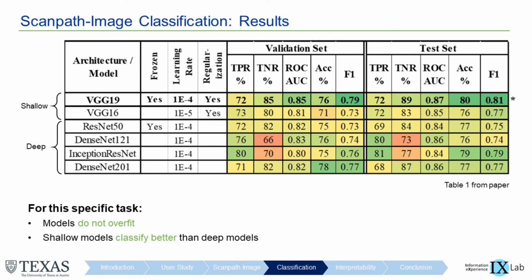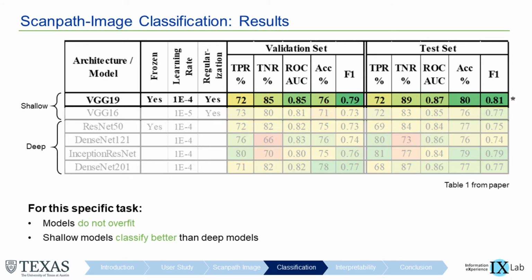These are excerpts of image classification results on the validation set and the test set. In this video, we focus on the F1 score. Since both validation set and the test set have almost equal scores, we can say that the models did not overfit. Also, shallower models with less hidden layers performed better than deeper models with more hidden layers. The VGG19 model had the best classification performance.